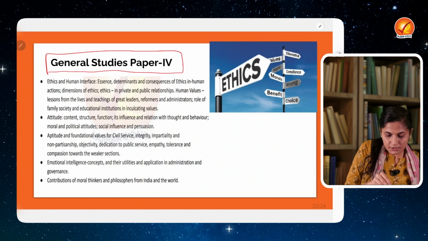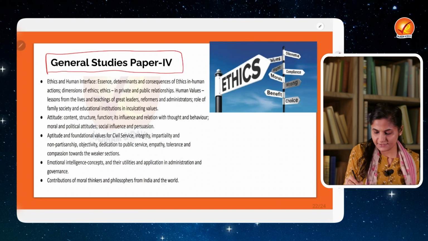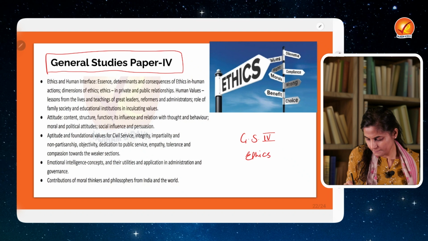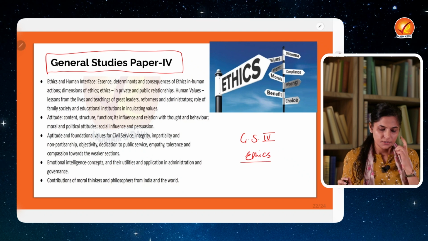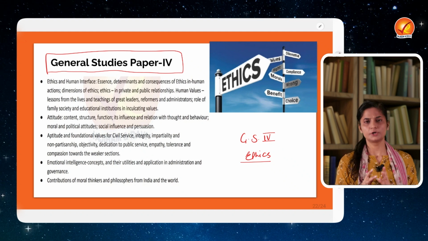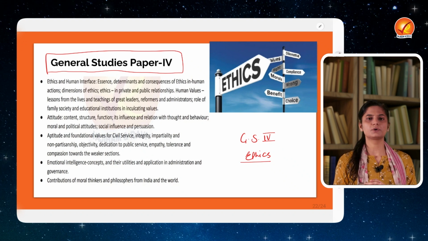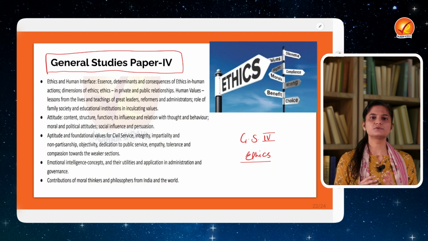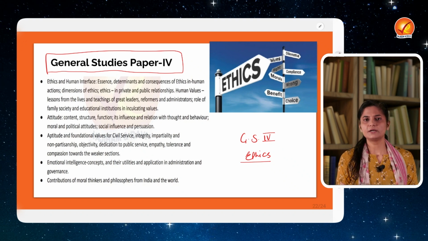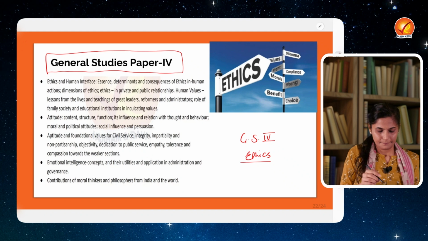Now last but not the least, this is GS4, your fourth GS paper, which is also known by the name of ethics. Here there will be two sections in the actual examination. Section A will have the theoretical aspect and you will be given some 13 questions. The second part, section B, will have 6 case studies, each of 20 marks. Again, that will be the application of the theoretical part that you have read.